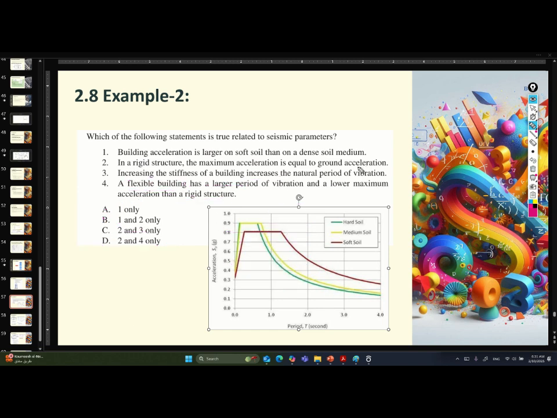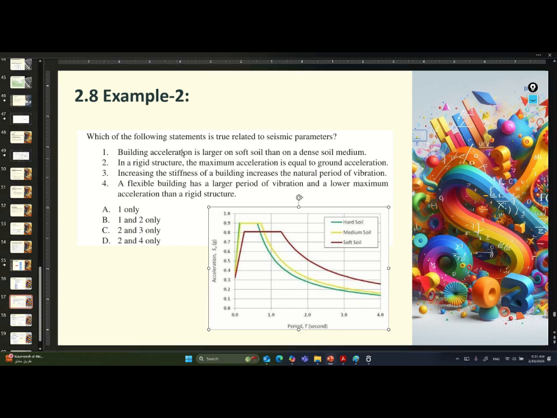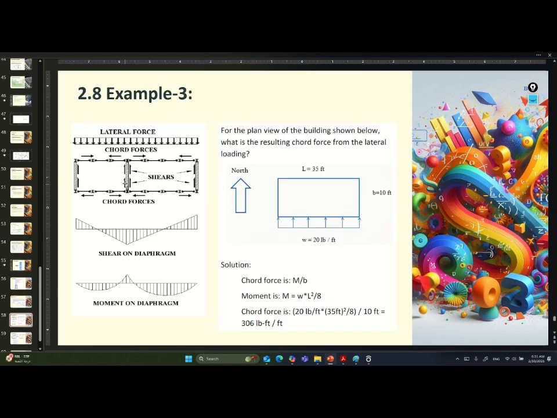So again, you should consider theoretical questions in the exam, and you must have an understanding of things like the response modification and so on, so you will be able to solve it. Let's go for example 3, and it is a diaphragm, of course.